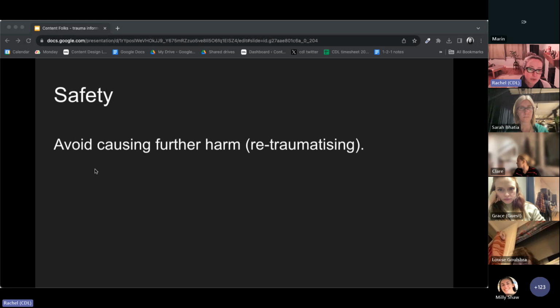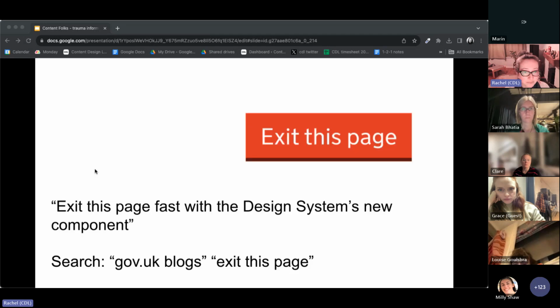So safety is the first one, and incorporating safety into your content is about avoiding causing further harm. So your website, your service, your letter, your app should not re-traumatize the person using it. There are lots of ways you can make someone feel safe or safer online. A couple of practical examples.